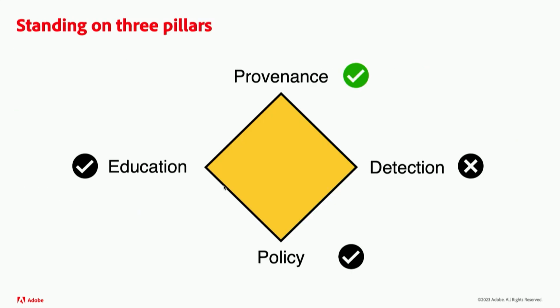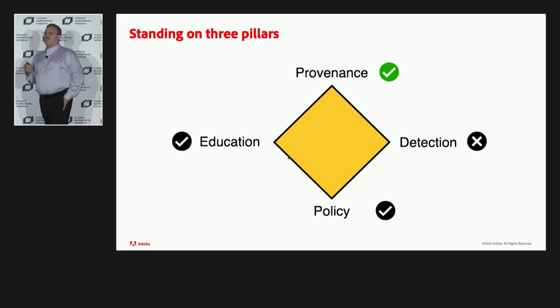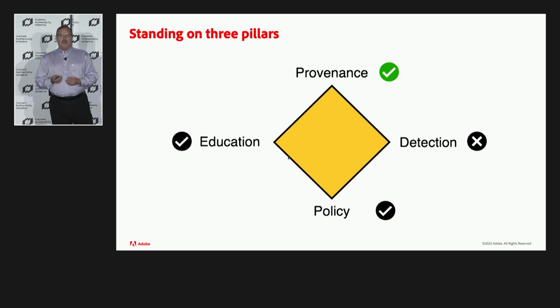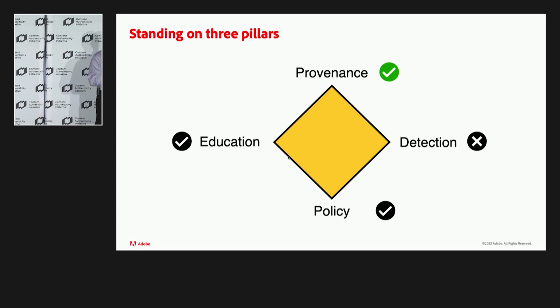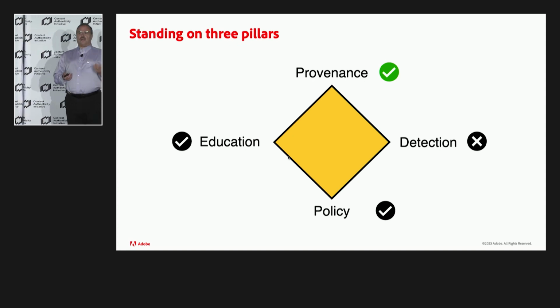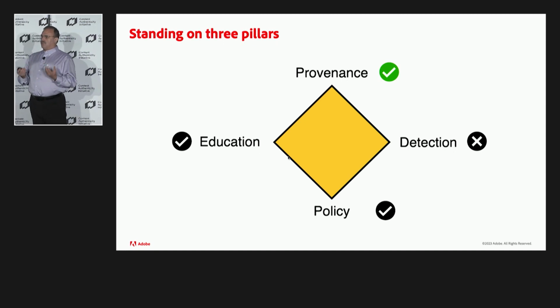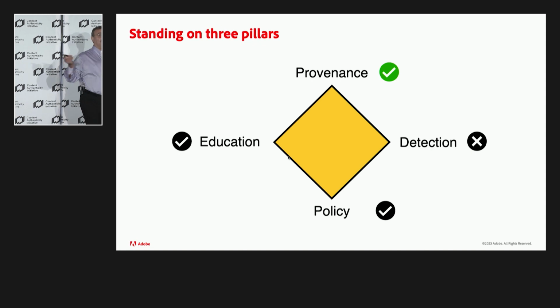You've heard a bunch of this already today from Dana, Nico, and others, but there are 3 pillars that we focus on. Obviously, the clear one is provenance. It's in our name. But we also focus on education, which you've heard about. Dana spoke well on that matter. And also policy, and I'll talk a little bit about some of the work we're doing in policy through the C2PA. The one thing we do not do, will not do, is detection.